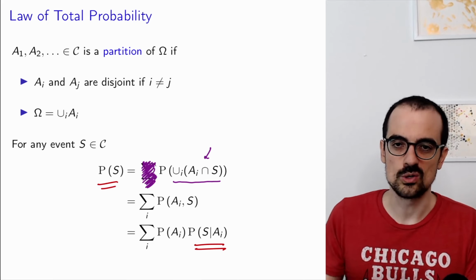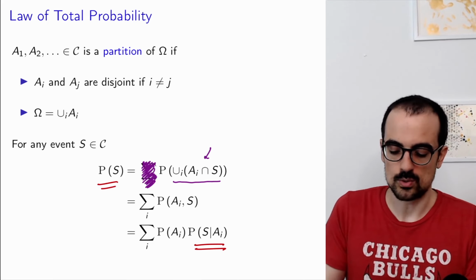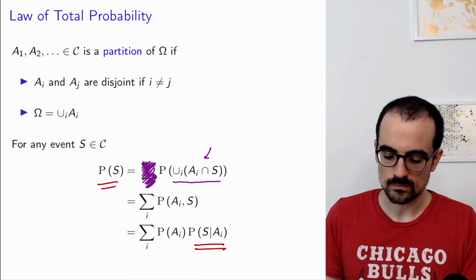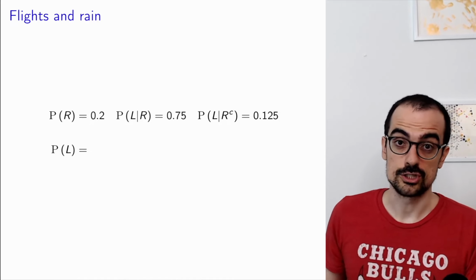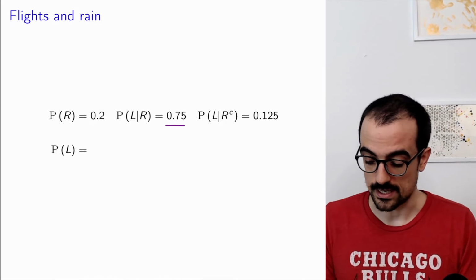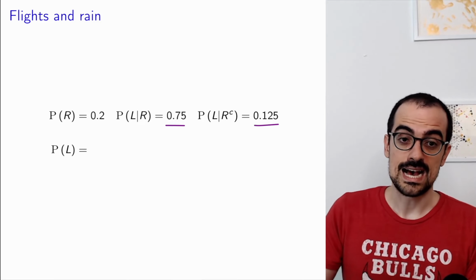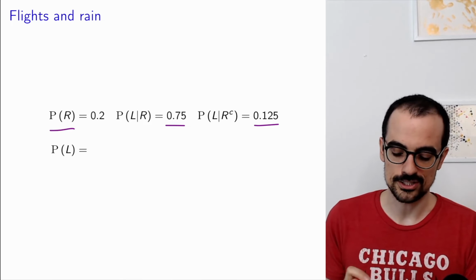And in fact, I usually don't just apply it like this. I just usually rederive it for each example. But you can definitely apply it if you want. Okay, so let's apply it. Imagine that we have exactly the situation that I told you about. We know the probability that a flight is late if it rains and if it does not rain, as long as we know the probability of it raining or not, which is our partition, right?